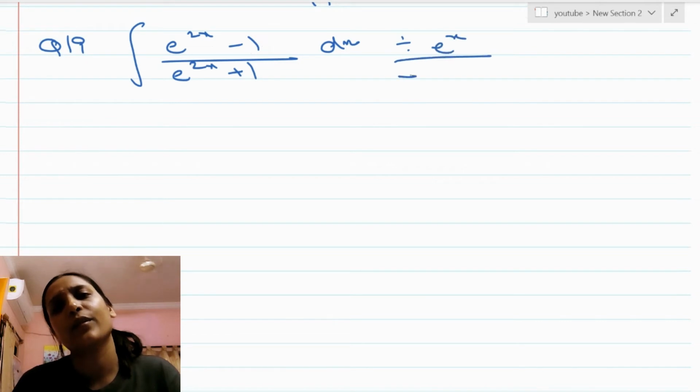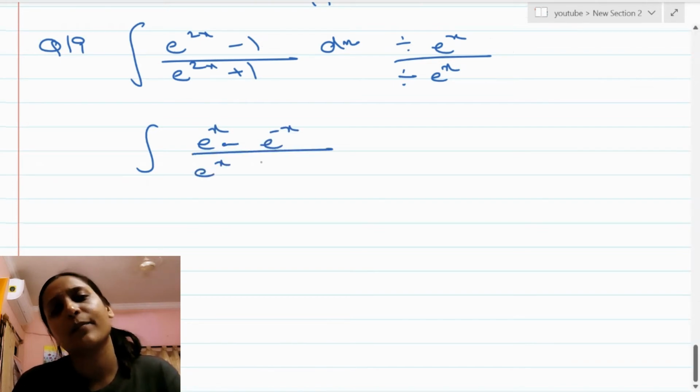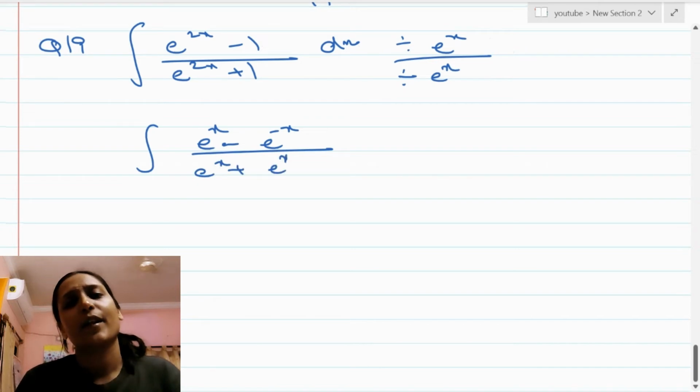So, dividing both numerator and denominator by e to the power x, we would get e to the power 2x by e to the power x, which is e to the power x, minus 1 by e to the power x, which would be minus e to the power minus x, divided by e to the power x plus e to the power minus x.